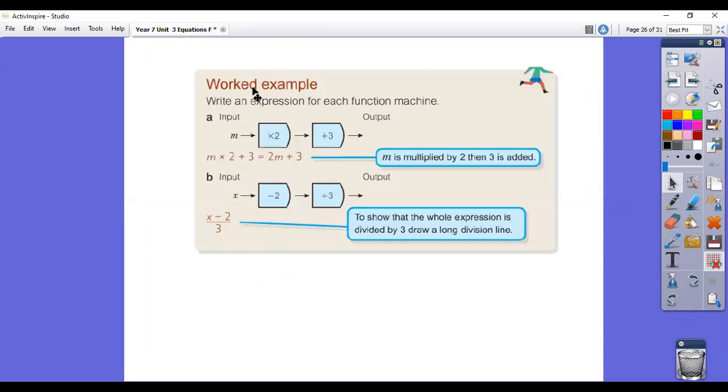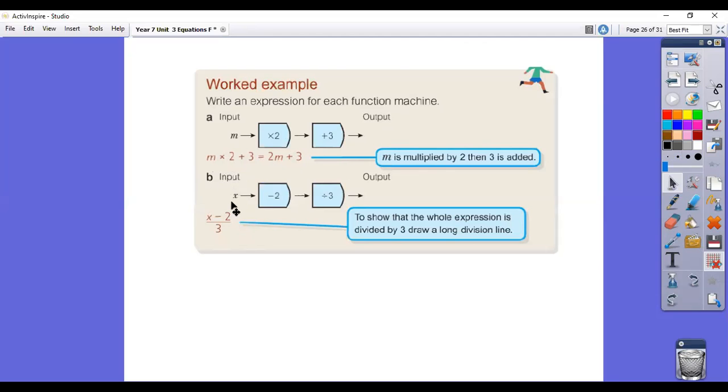Question 8, we're going to look at some function machines. So write an expression for each function machine. So here's the input. So m's going in, it's been multiplied by 2, then 3 has been added on. So the output, what would come out? You've got m multiplied by 2 plus 3. Algebraically, that would be written as 2m plus 3.